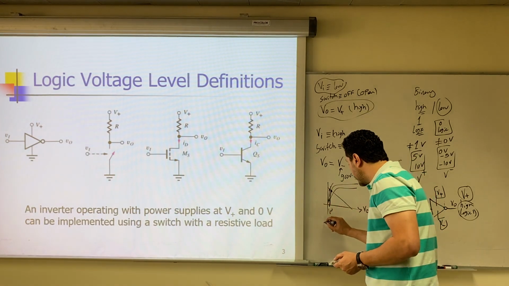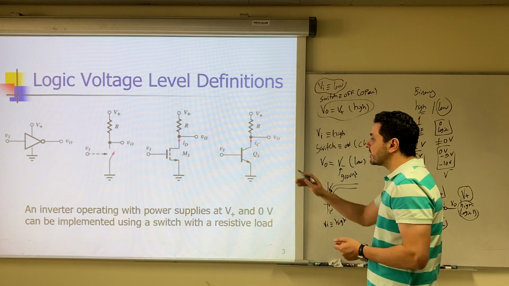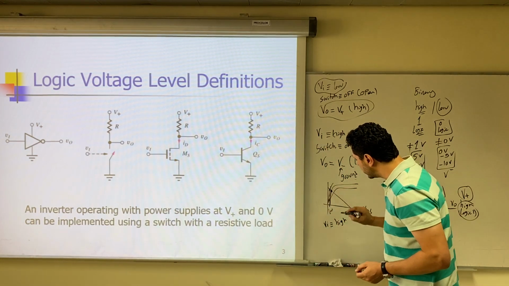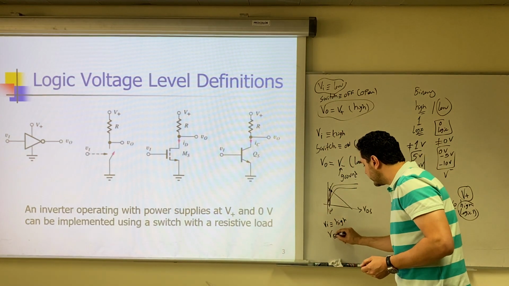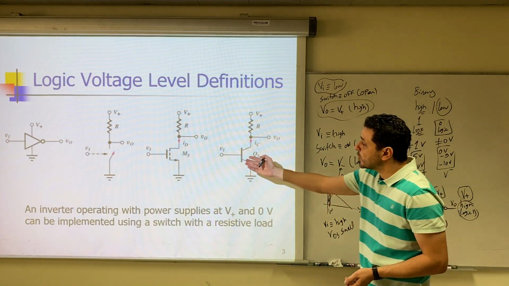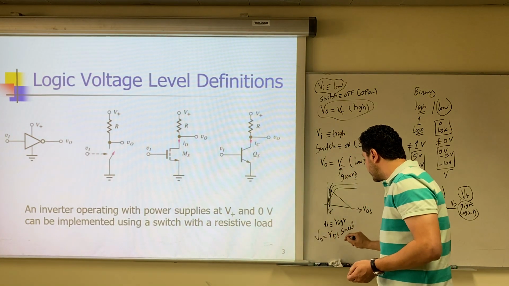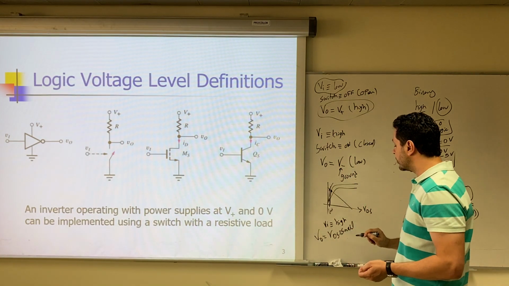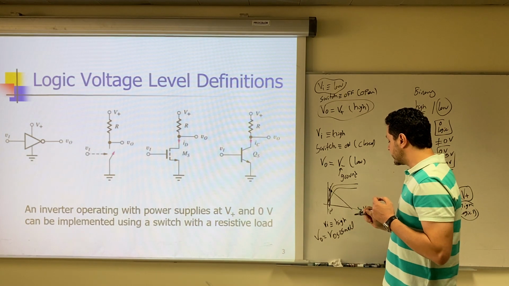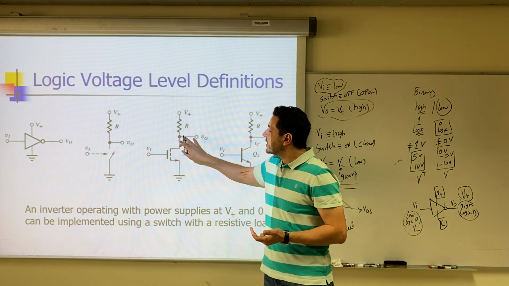So when the input is high, you can design the transistor to operate in the triode region so that VDS will be very small. And VDS is what? VDS is V output. So V output, which is equal to VDS, will be very small. So when the input is high, the output is small. While when the input was small, the transistor was off and the output was high.